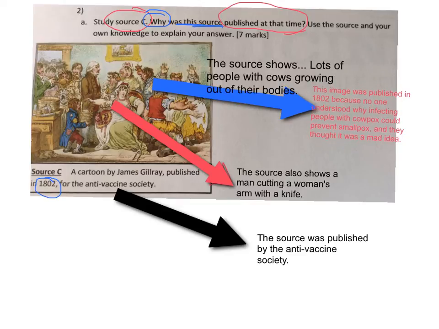So you've used the source and you've used your own knowledge here. You said the source shows lots of people with cows growing out of their bodies, and that this image was published in 1802 because no one understood why infecting people with cowpox could prevent smallpox, and they thought it was a mad idea. Okay, well the next thing that we've talked about is that the source shows a man cutting a woman's arm with a knife. We need to explain, using our own knowledge, why this source would show that.